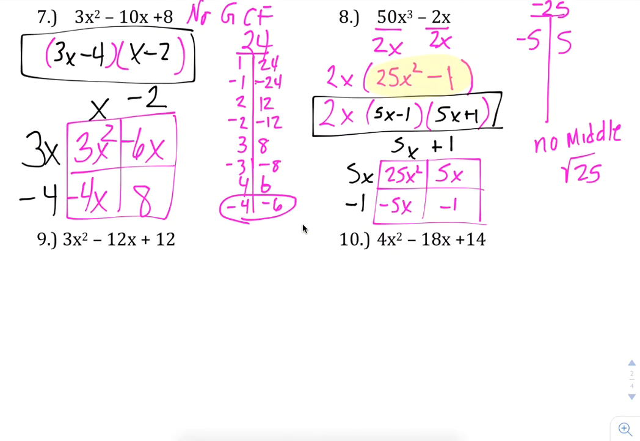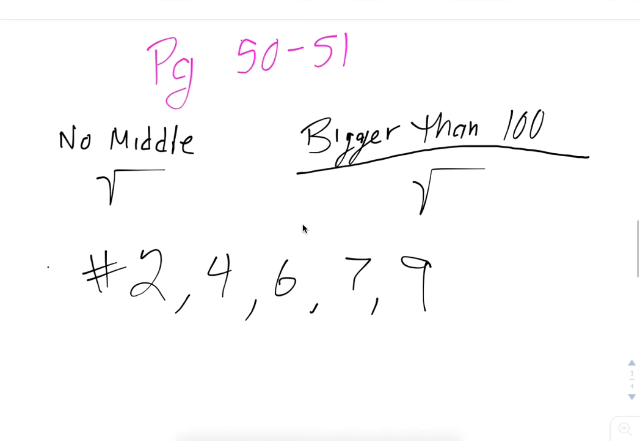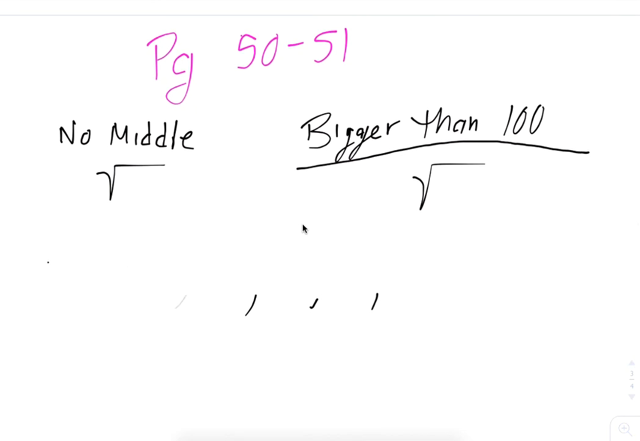All right. Hopefully you feel like you have enough examples to go ahead and get started. Your assignment is 7.4. It's going to be on page 50 and 51. Here is my advice to you. Anytime there's no middle, make sure you're not doing a T-chart. You are just square rooting.